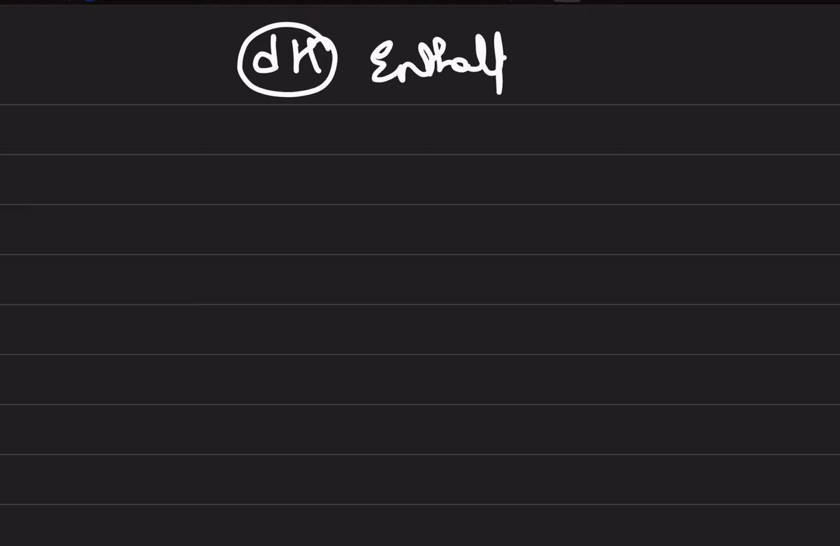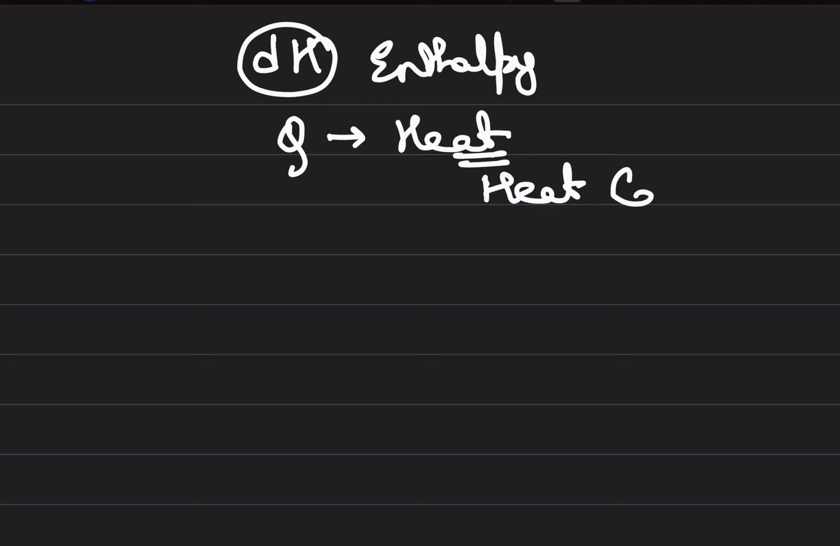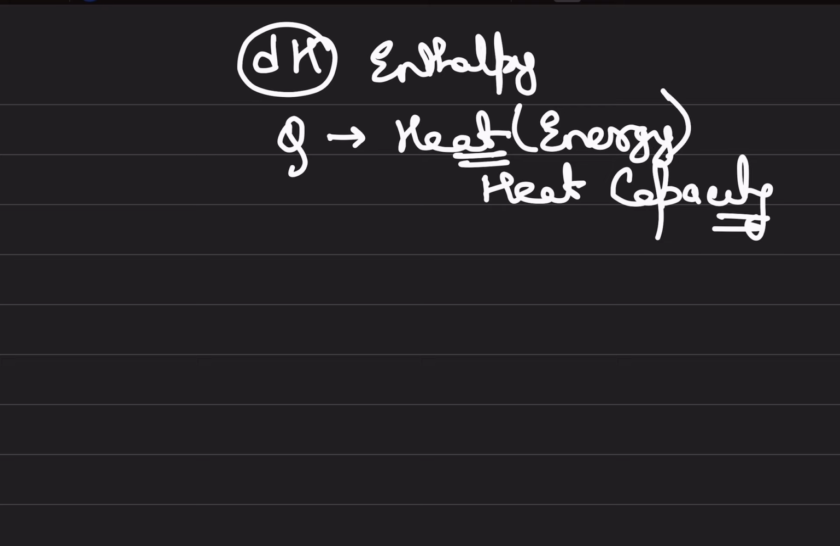Today we will see what delta H, or enthalpy, is, how we can define delta H, and how we can define the value of Q, which is heat or energy, in terms of heat capacity C.